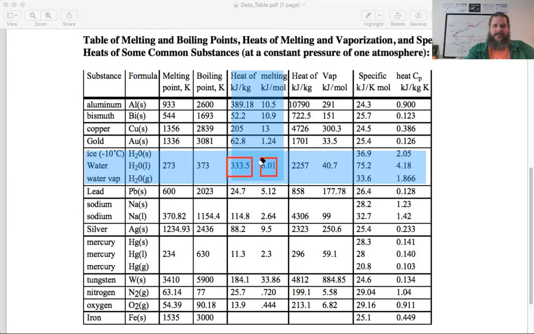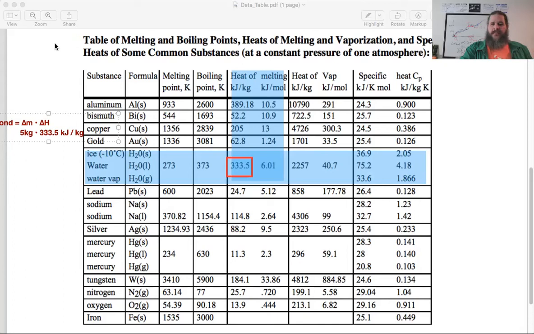Yeah, the one on the left. 333.5 kilojoules per kilogram. So if you wanted to melt 5 kilograms of ice, we could say delta E bond equals delta M times delta H. If you're melting 5 kilograms, delta M would be 5 kilograms. And then delta H would be the listed value, 333.5 kilojoules per kilogram. And then you could multiply those, and that'll tell you how much energy it costs to melt the 5 kilograms of ice. Kilograms cancel out, so the result will be measured in kilojoules.